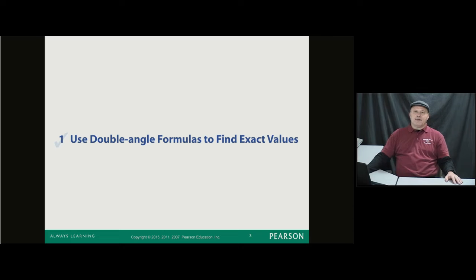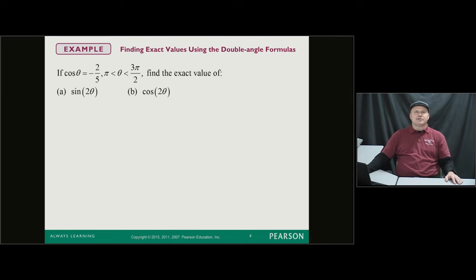So, using the double angle formulas to find the exact values. What we're going to be doing with these double angle formulas is finding more special angles. So we know cosine of theta is negative 2/5. Now, theta is between pi and 3 pi over 2. That's a fancy way of saying theta is in the third quadrant. Find the exact value of sine of 2 theta.